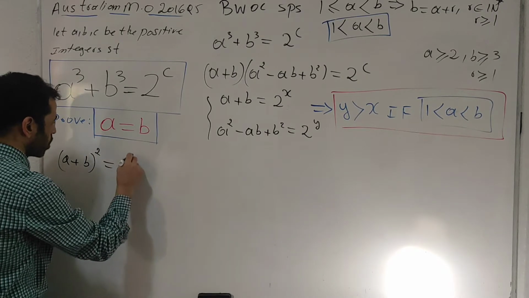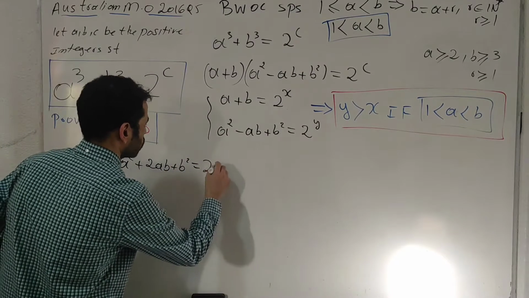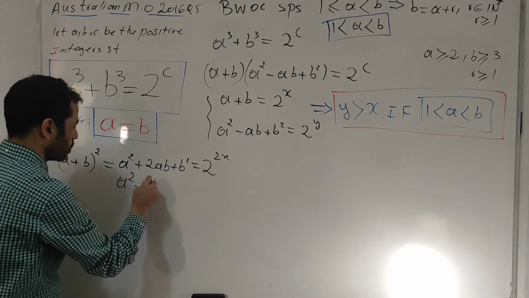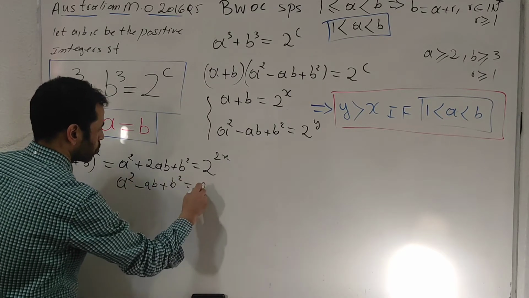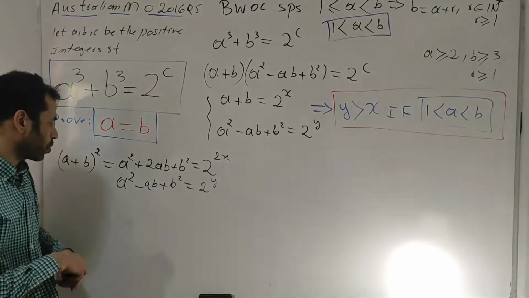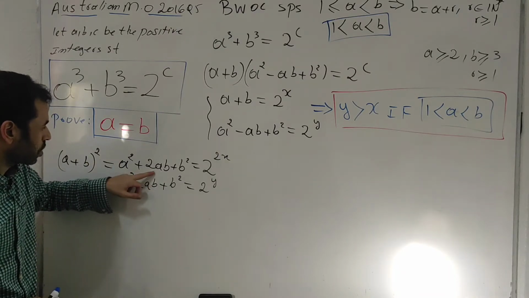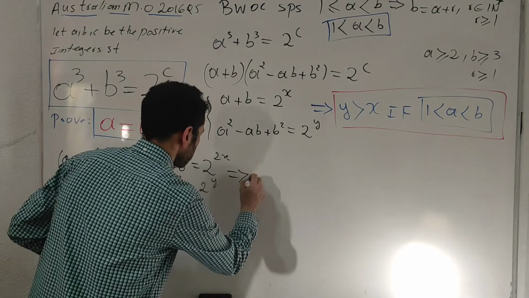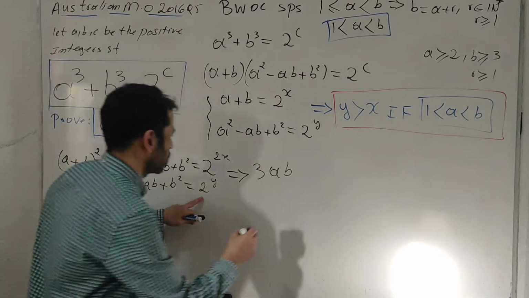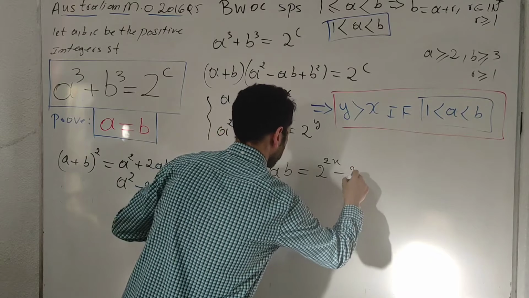This gives us A squared plus 2AB plus B squared equals 2 to the x. Okay. The second equation will be A squared minus AB plus B squared equals 2 to the y. Now I'm going to subtract equation number 2 from equation number 1. So A squared will be cancelled out. 2AB minus AB is giving us 3AB. Then B squared will be cancelled out. I will be left with 2 to the x minus 2 to the y.